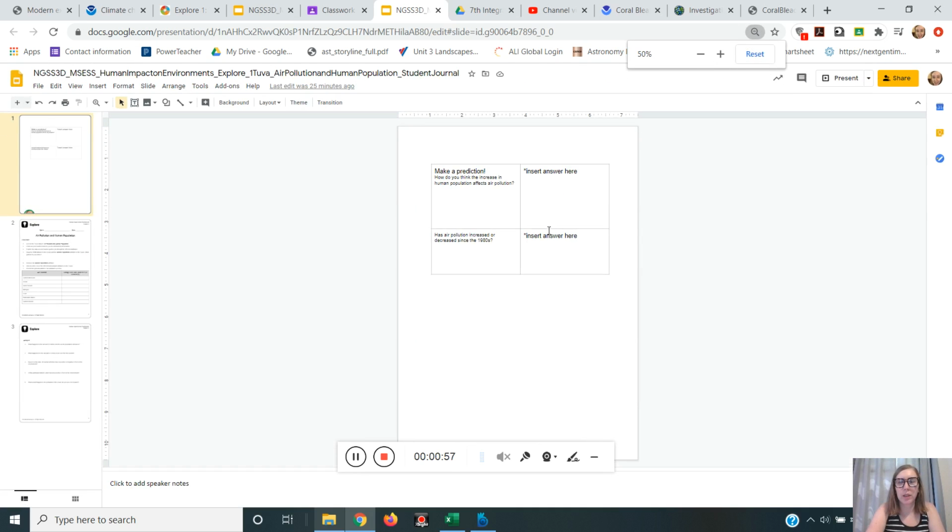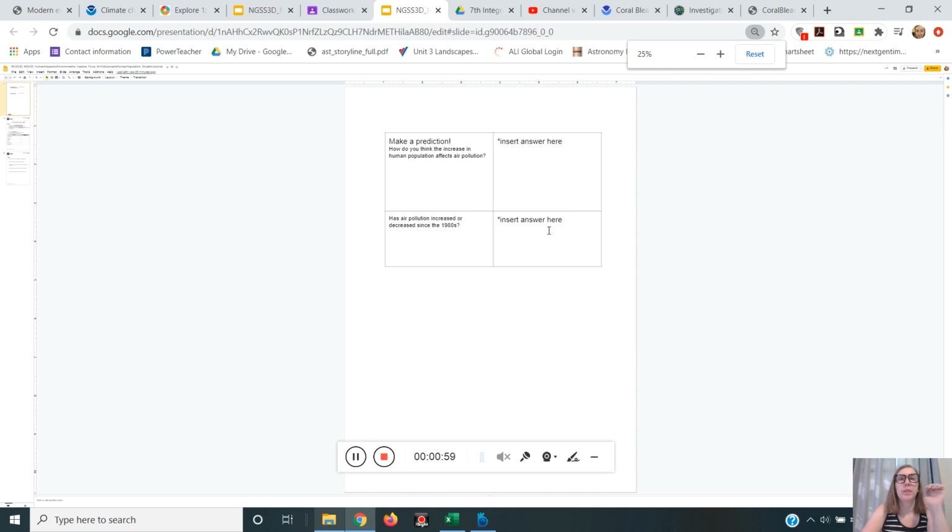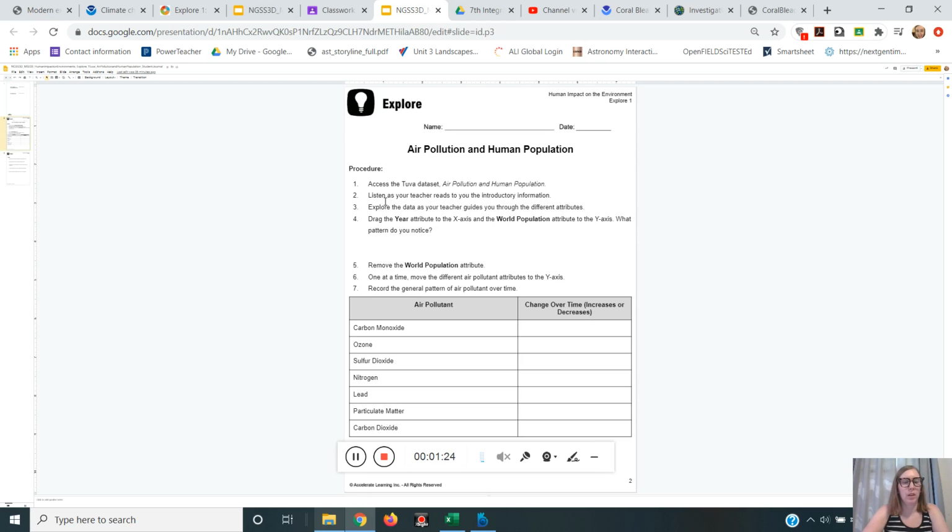If I can zoom in here, what you think will happen before we begin. So I want you to answer these two questions, and you're going to insert these pages into your digital interactive notebook. So how do you think the increase in human population affects air pollution? Okay, you don't have to be right. I just want you to try. Okay, and has air pollution increased or decreased since the 1980s? What do you think?